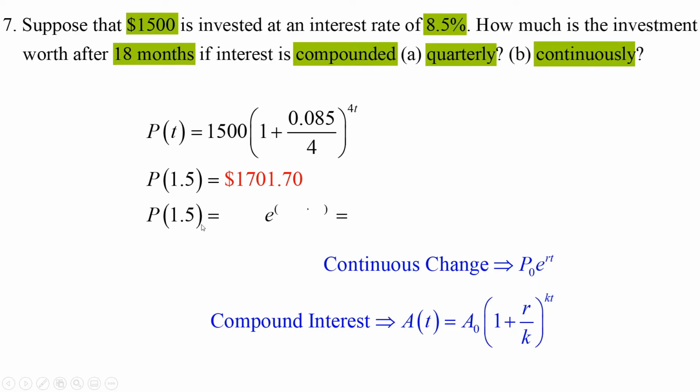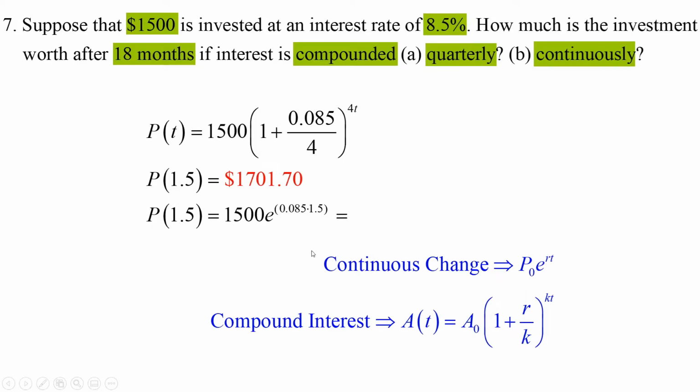So P of 1.5 equals, and P sub 0 is that initial investment, 1,500, times e. Remember when we developed e, that's approximately 2.718. But on your calculator, make sure you use that e button to get a much more accurate approximation, and then I have my interest rate times time. The interest, make sure you put that in as a decimal, 0.085, and time was 1.5 years. Now let's carefully punch this one out again.